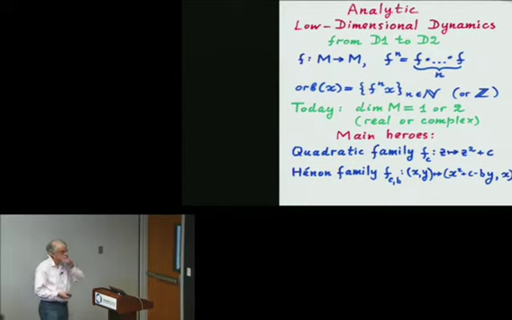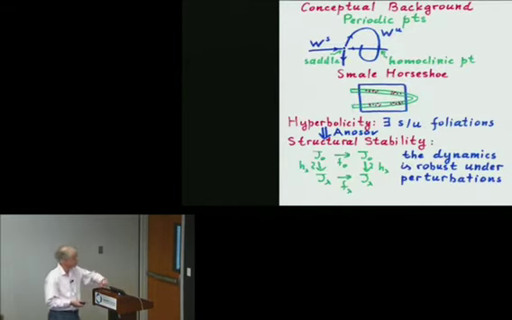For today, the dimension of the manifold will be either 1 or 2, real or complex dimension. Our main examples will be either just the quadratic family, which is in dimension 1. It will be an endomorphism, clearly non-invertible, so we have a semigroup action here. Or it will be a Hénon family, which acts in R2 or C2, and it is a family of automorphisms, or invertible maps of C2. And we try to understand these. But first of all, let me give you some conceptual background.